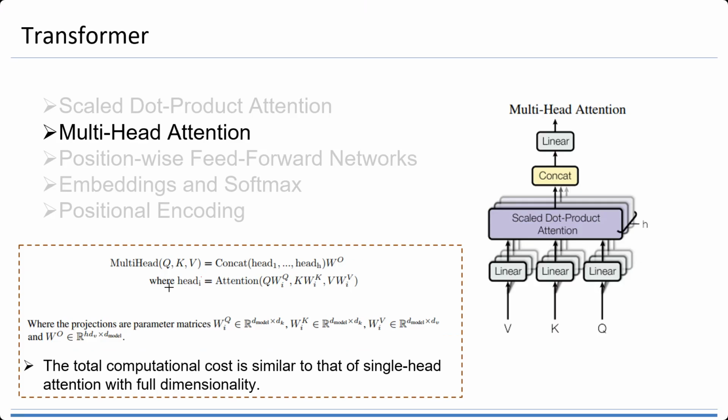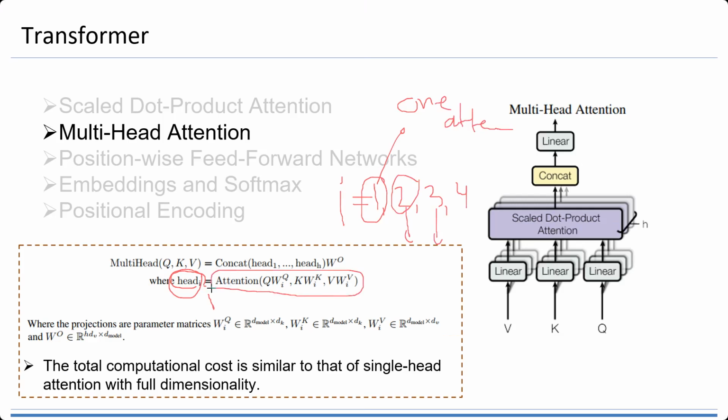So the head i means a number. It can be 1, it can be 2, it can be 3, it can be 4, and so on. If it is 1, then it means this is 1 attention. If it is 2, then it is 2 attention. If it is 3, then 3 attention. So for every attention, we will do the attention mechanism.